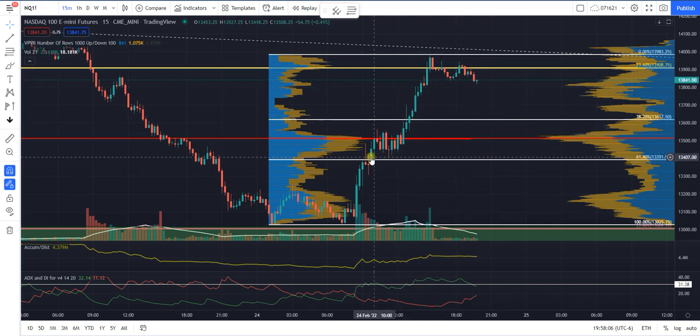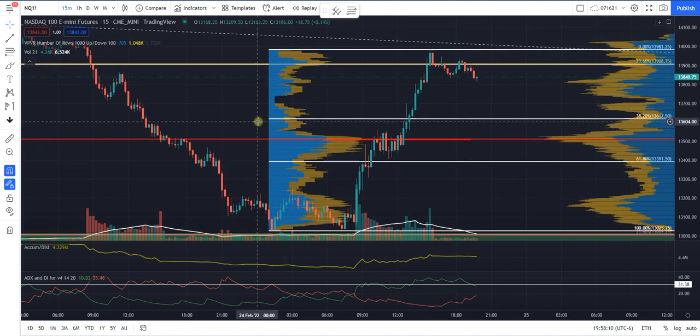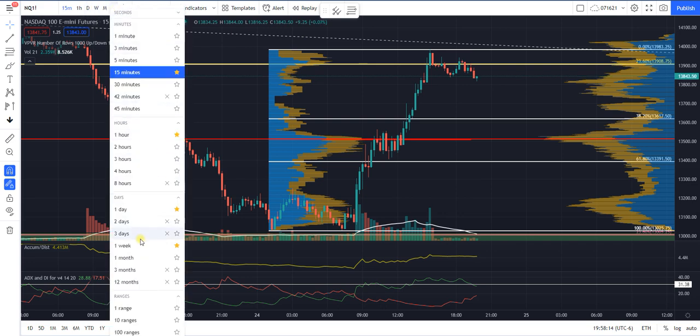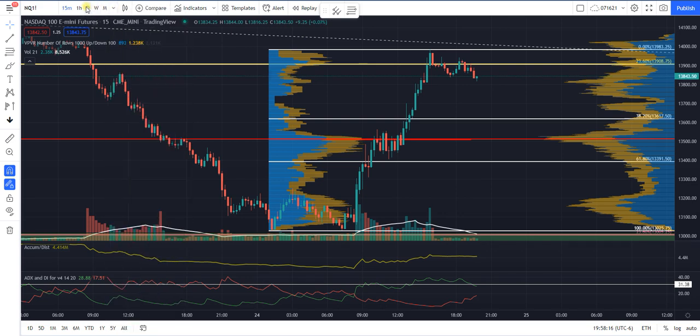There's a little bit of structure to clean up through today's action. But all in all, I think it's important to remember we don't always have to be playing, and we don't always have to have positions. We don't always have to be directional.